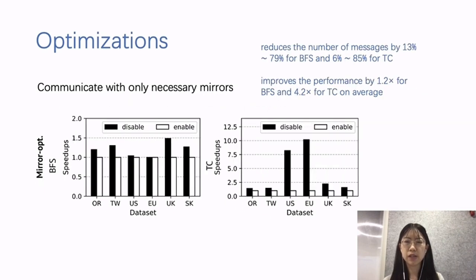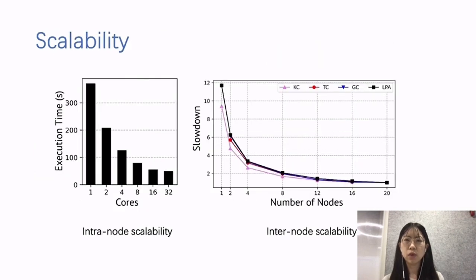The last optimization is to communicate with only necessary partitions. For example, only its neighbors instead of all partitions. Also, a vertex may have mirrors on all partitions to support beyond neighborhood communication in Flash. This optimization improves performance by decreasing the total count of messages. We also evaluate the intranode and internode scalability of Flash, which shows a reasonable trend.